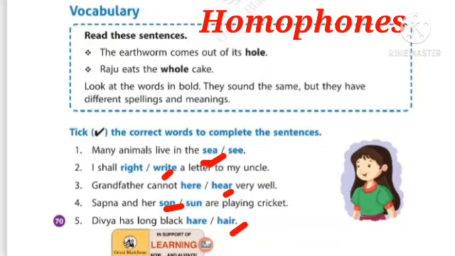So in the first sentence, S-E-A, that is the right one. Second sentence, W-R-I-T-E, write, that is the right answer. Third sentence, H-E-A-R, hear, that is the right one. And in the fourth sentence, S-O-N, son, that is the right one. And in the fifth sentence, H-A-I-R, hair, that is the right answer. So children, you must complete this activity in your textbook after watching the video.